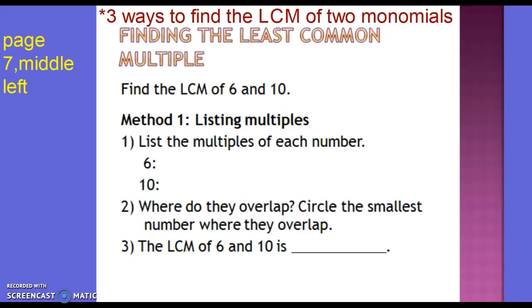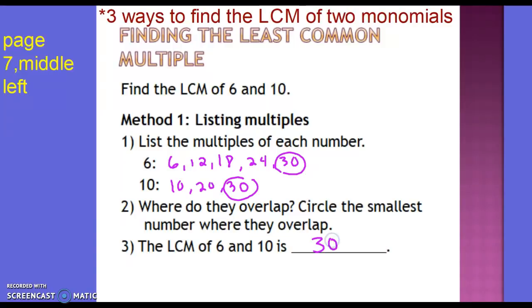Okay, let's do it again. On page 7, in the middle upper left, let's look at the least common multiple of 6 and 10. There are actually 3 different ways that you can do this. Method number 1 is what I've been showing you, listing the multiples. If we list multiples of 6, we have 6, 12, 18, 24, 30, and so on. Multiples of 10: 10, 20, 30. What do they have in common? The first one that I see in the list that they have in common is 30. So the least common multiple of 6 and 10 is 30.